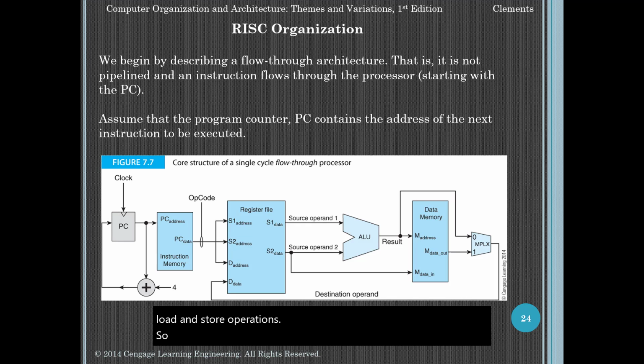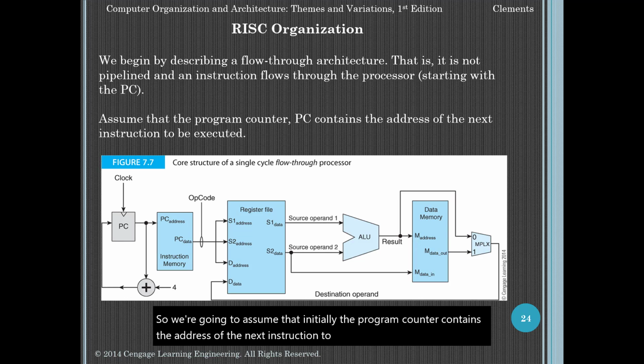So we're going to assume that initially the program counter contains the address of the next instruction to be executed, and this address is fed to the instruction memory and then back to the program counter via an incrementer where 4 is added to point to the next instruction, because we always have to remember that in ARM, our instructions are always going to be in 4-byte blocks, right?